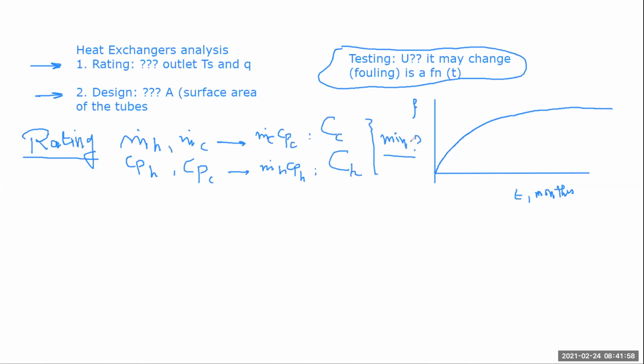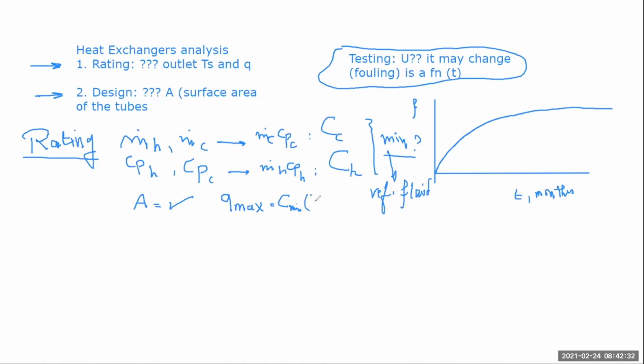Our minimum value here is going to be our reference fluid. The fluid that has C min is the reference fluid. In heat exchanger rating, the area is known, and accordingly, we can also calculate what we refer to as Qmax, which is C minimum times delta T max.